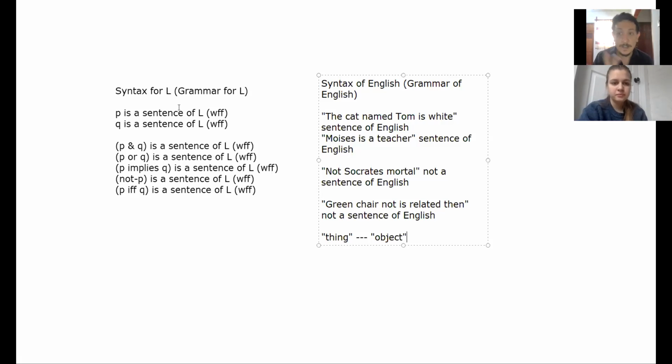So these syntactic rules are just rules for putting together stuff, right? And then, to continue with the analogy, if I know that the cat named Tom is white is a sentence of English, and I know that Moises is a teacher is a sentence of English, then I know that this is a sentence of English.